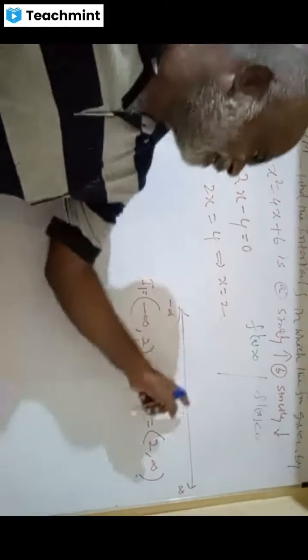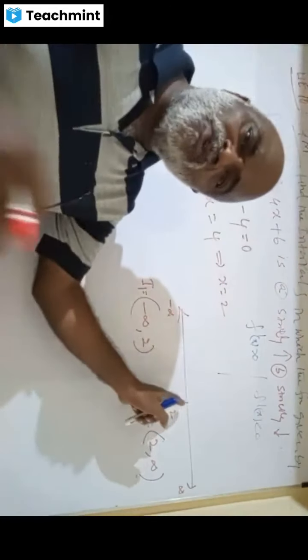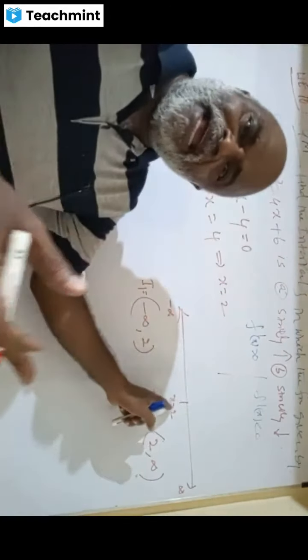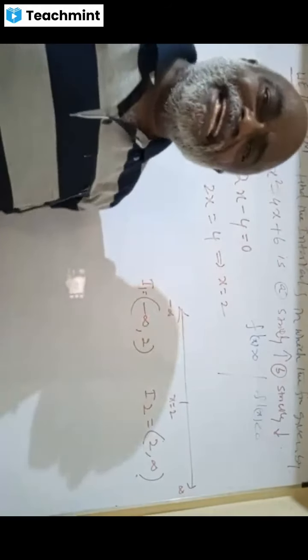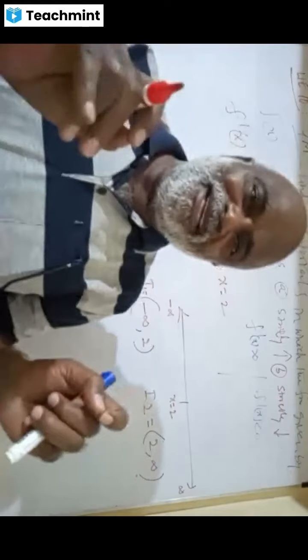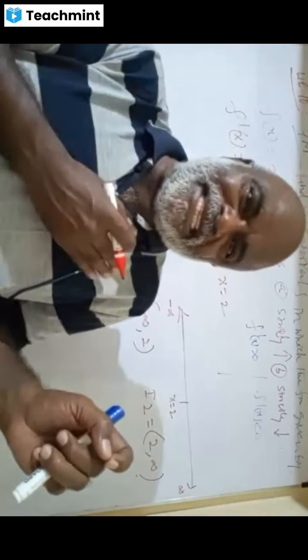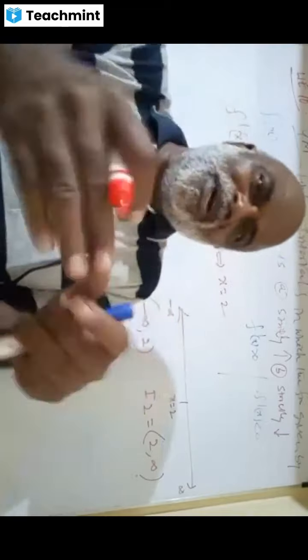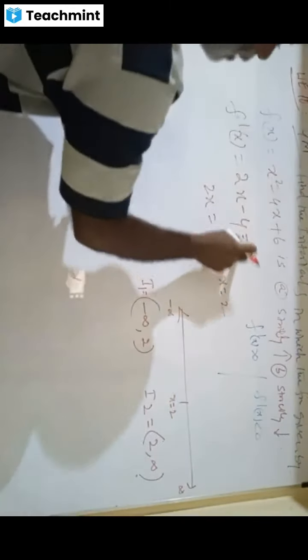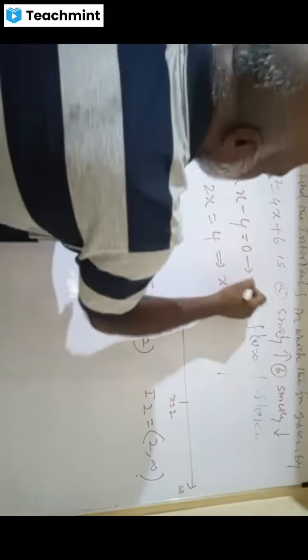Friends, are you clear? This is the turning point here. Before 2 is one behavior. After 2 is another behavior. That's the turning point. Do you agree with me? If before is decreasing, after is increasing, that's the turning point, so at 2 there is a turning point. So to find turning points, please equate it to 0.